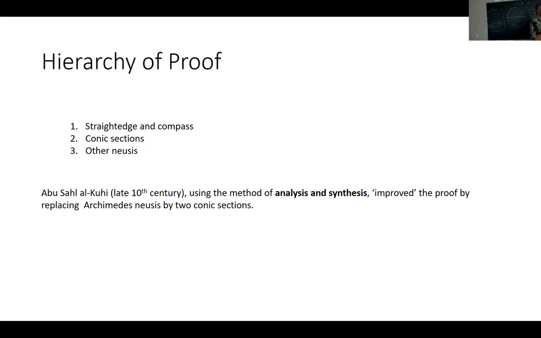So what we're going to look at next week is Abu Sal's analysis, where he starts off with a heptagon, and then he reduces it through various steps to two conic sections, the intersection of two conic sections. And then you run that backwards, and in the synthesis, you get the construction of the heptagon. I think that's what I wanted to say today.